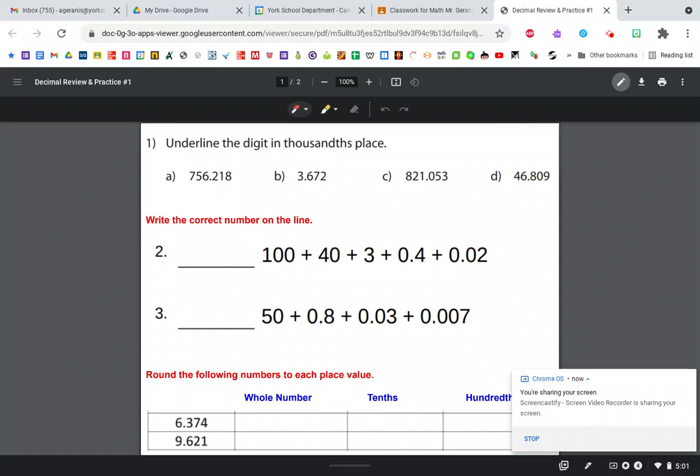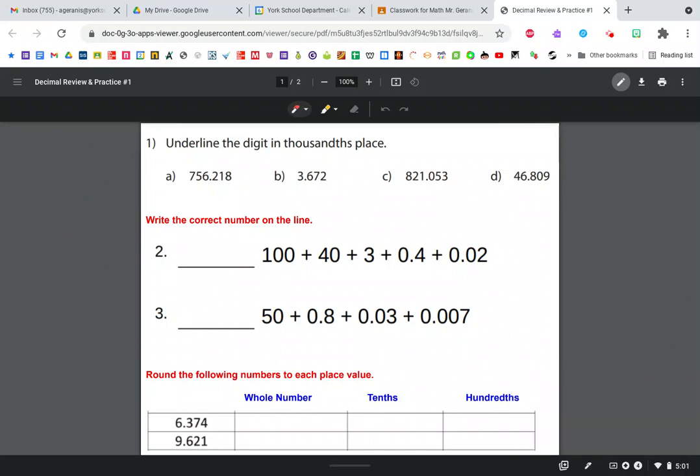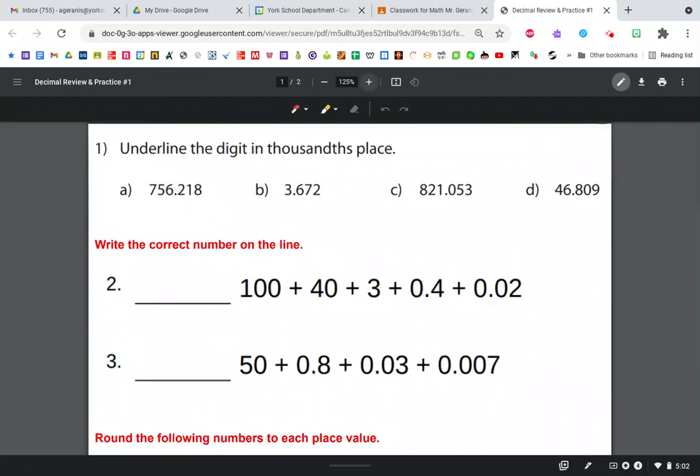Hi, everybody. Today we're going to go over Friday's practice work, and we're going to do that as a way to continue to learn how to work with decimals in these many ways, and then we'll continue to practice with additional problems. So here in number 1, you were asked to find the thousands place.